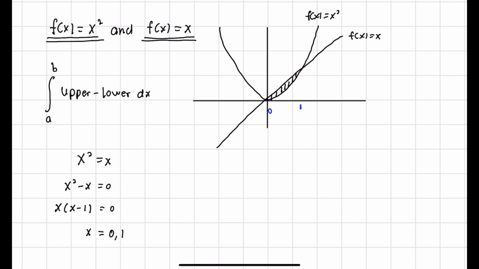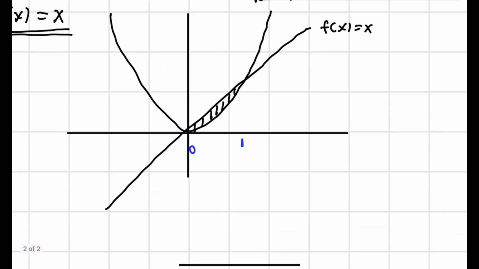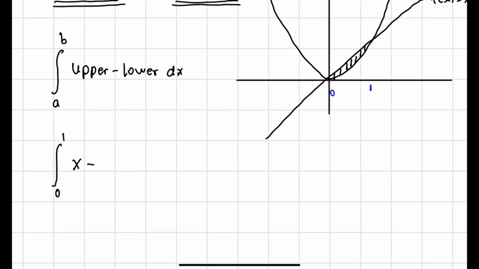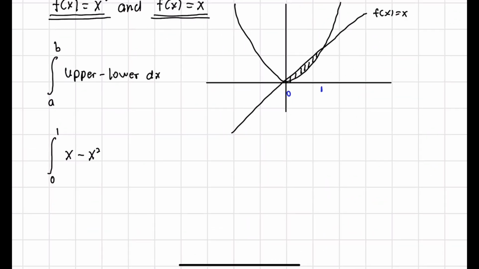And now we could plug everything into our integral. So let me just erase what we have here. So following our formula, we have the integral from 0 to 1. Our upper function, you can see, is x, and our lower function is the parabola. So you can see the upper function is here, and the lower function is the parabola. So we have x minus x squared.